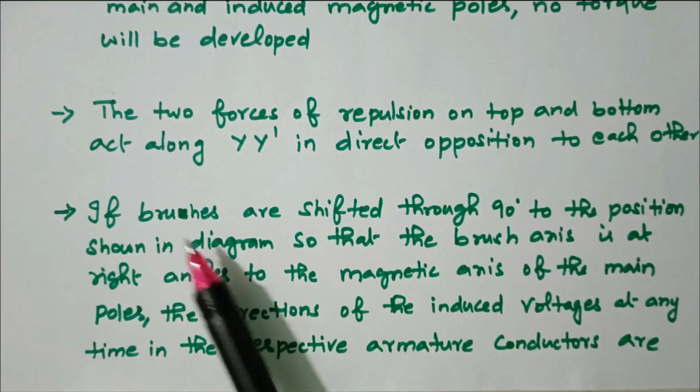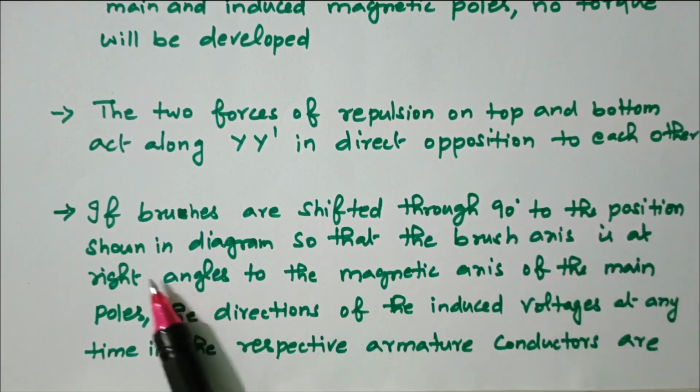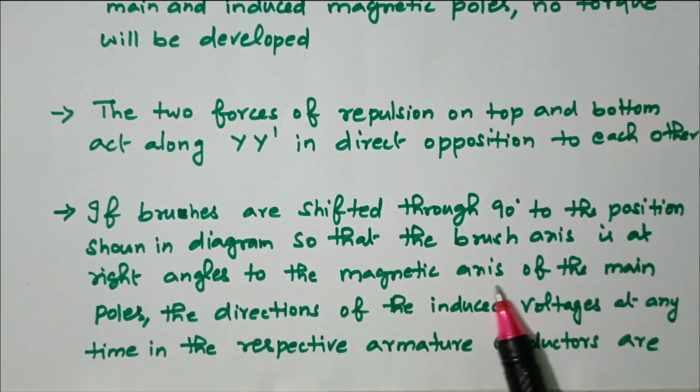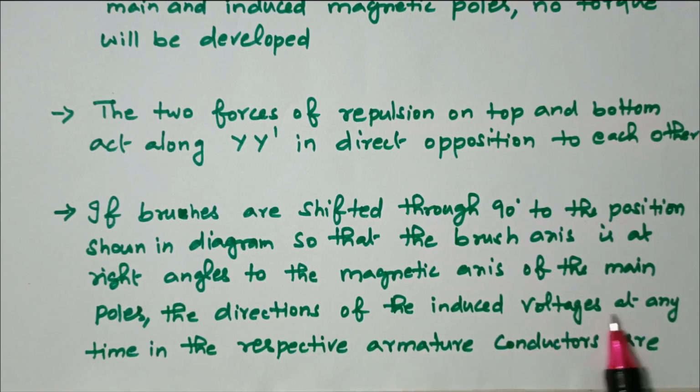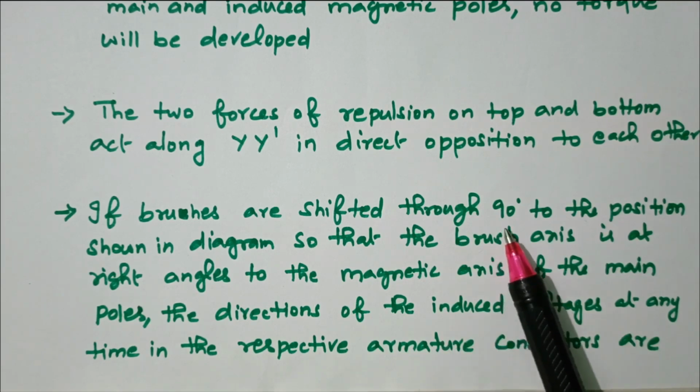Right. If the brushes are shifted through 90 degrees, that is diagram B, the brushes are held in the horizontal position shown in the diagram, so that the brush axis is at a right angle to the magnetic axis of the main pole. The direction of induced EMF voltages at any time in respect to the armature conductors is exactly the same as it was for the brush position of diagram A. Right? So in the next step, we are shifting the brushes by 90 degrees.